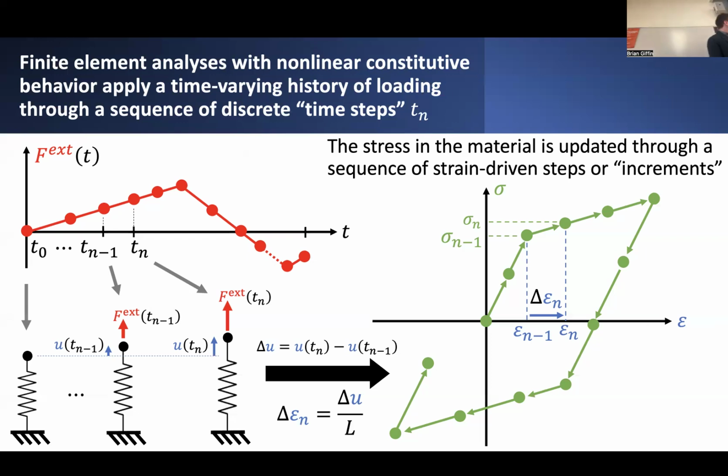In any case, we suppose that over a given step in this analysis, going from, let's say, time t_{n-1} to t_n, we increase the load by a small amount. That results in some increase in the displacements, or delta U. And from these increments in the displacement at each of the nodes, we can then determine the resulting increment in the strain that occurs within the material at some integration point within one of the elements of this finite element mesh.